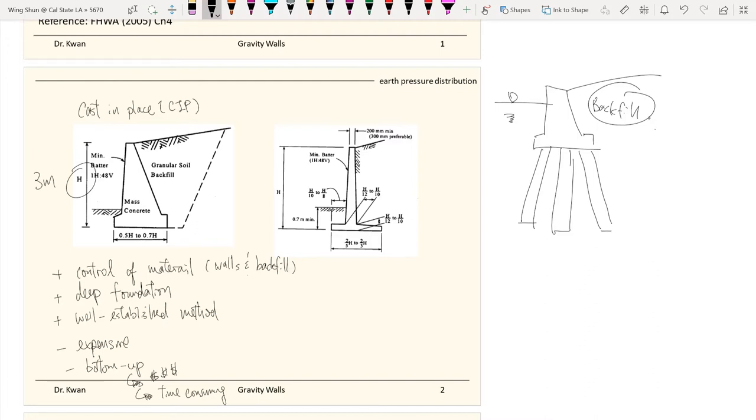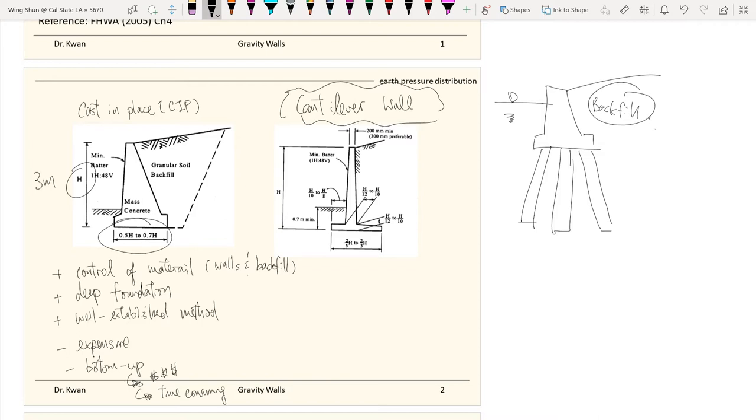The overall dimensions for this type of wall are also dictated by the height. The width of the foundation is typically 50 to 70% of the height you're dealing with. So that is the cast in place gravity wall. We talked about all the limitations, and to improve on it, or to get along with some of these problems, is the design of the cantilever wall.